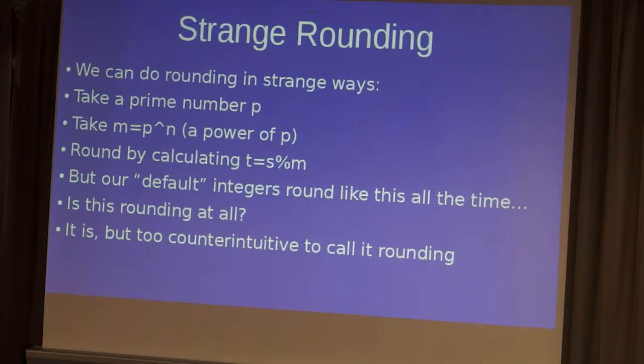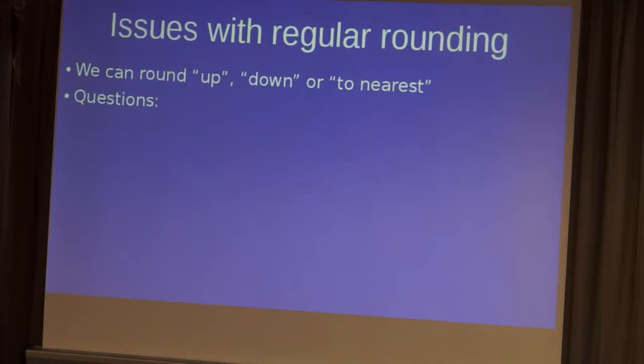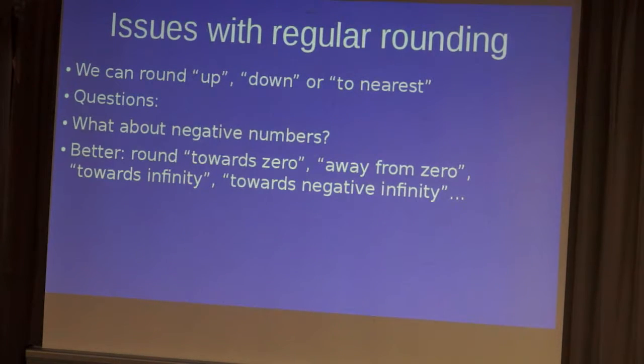But if we call it rounding or not, that's up to you. But if we take the regular rounding, we have also some issues that we usually don't think of, but they are actually suddenly important. So what happens when we have negative numbers? For example, if we round up or down or to nearest, what does it mean for negative? Basically both ways are possible and both ways occur, and so you should decide which one you mean or figure out what your function does.